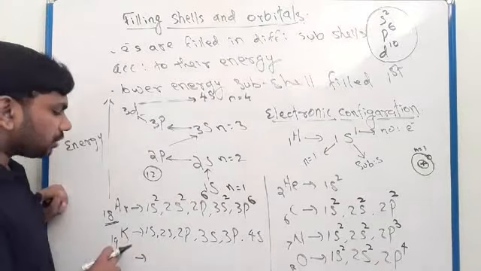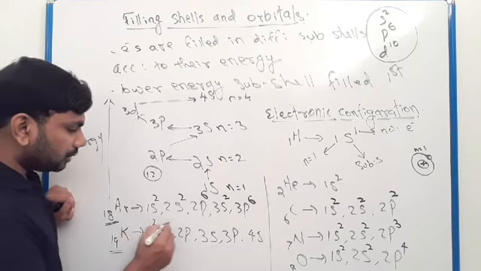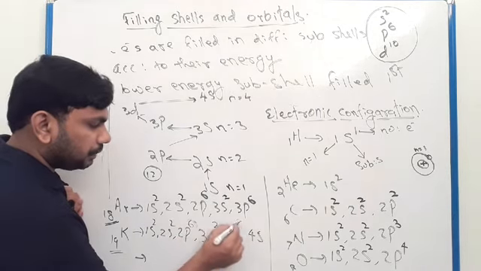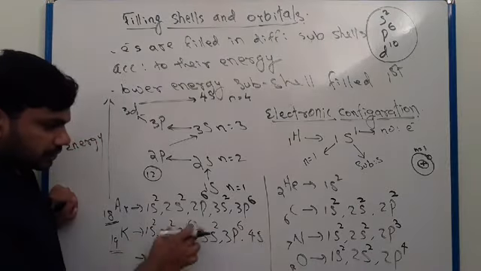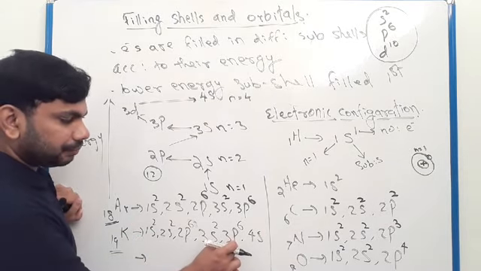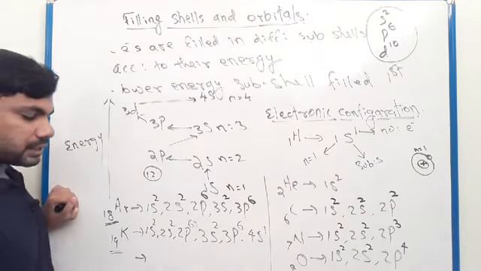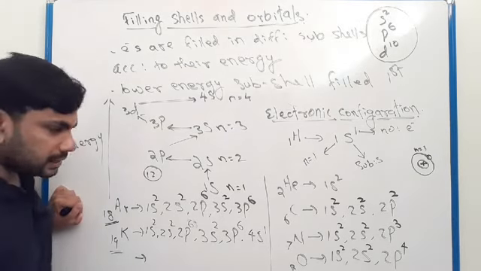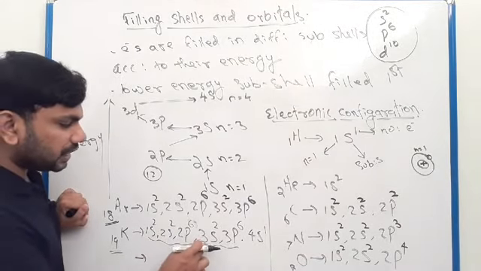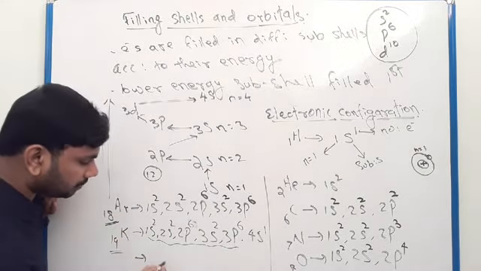Look here, the electronic configuration of potassium. Potassium's atomic number is 19. So 1s2, 2s2, 2p6, 3s2, 3p6. Now it is 18: 2, 4, 10, 12, 18. We need 19, so put one more. This is the electronic configuration of potassium. Look here, this part is 18: 1s2, 2s2, 2p6, 3s2, 3p6. 18 means it is argon.